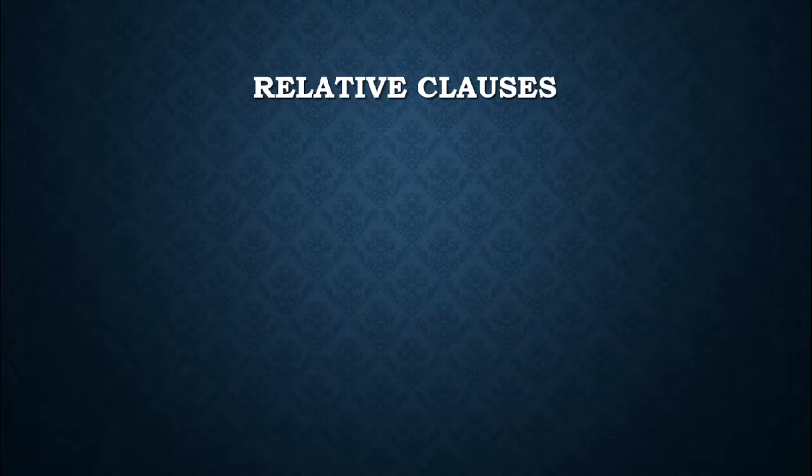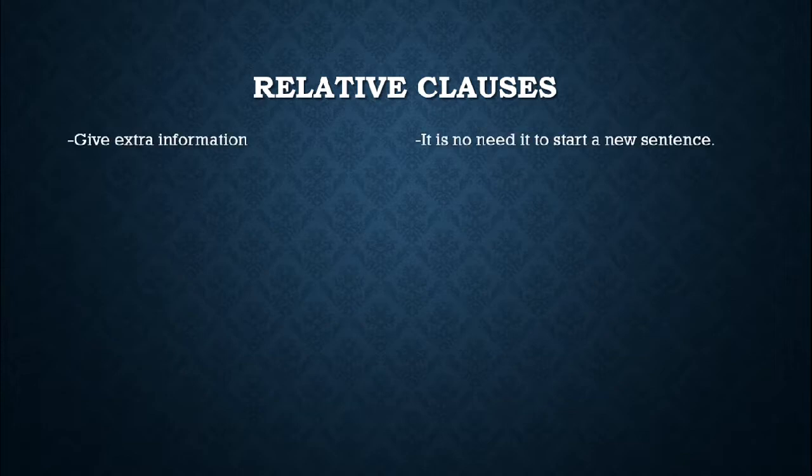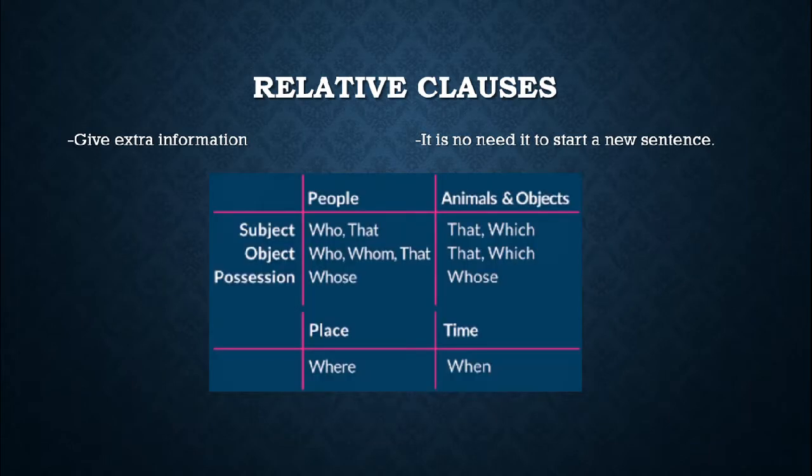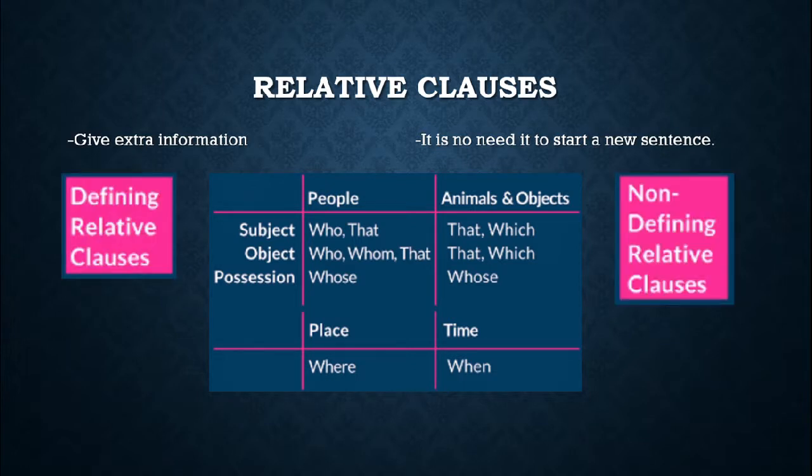We already know about obligations and willingness. Now it's time to talk about relative clauses. We use relative clauses to give extra information about the nouns in the main clause without starting another sentence. These are divided into two types, defining and non-defining. Let's start with defining.